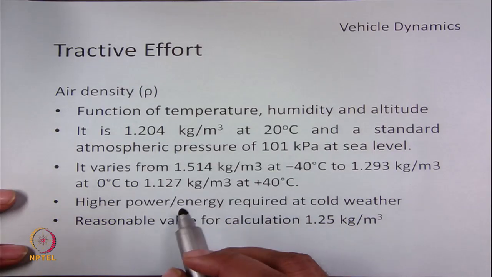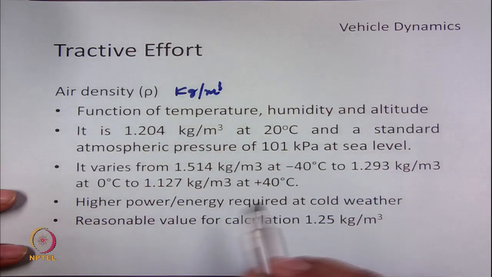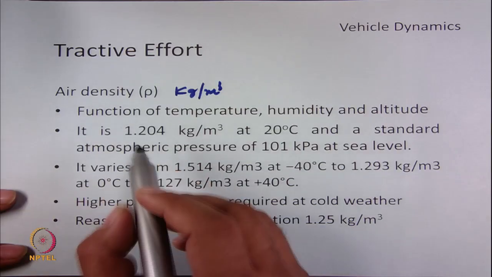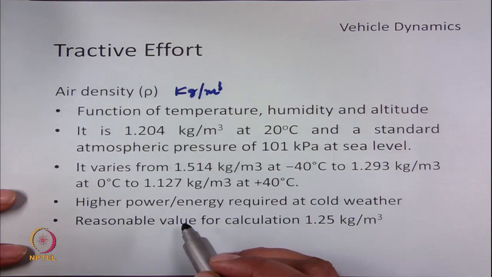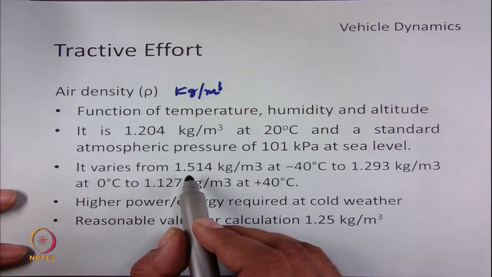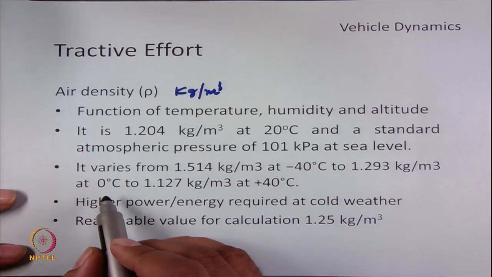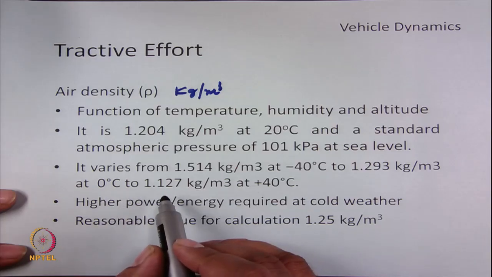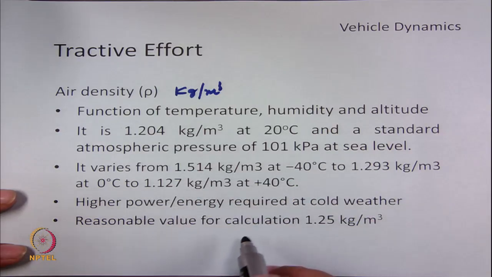So, we have seen that the aerodynamic drag is a function of air density, which is rho kg per meter cube. So, we know that air density is a function of temperature, humidity and altitude. Therefore, the typical values of air density will vary from 1.5 at minus 40 degrees to 1.29 at 0 degrees to a much lower value of 1.12 at 40 degrees centigrade. So, we can see that there is a variation with temperature. and the values of this also varies with altitude.